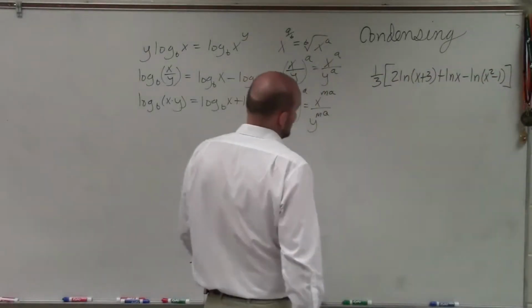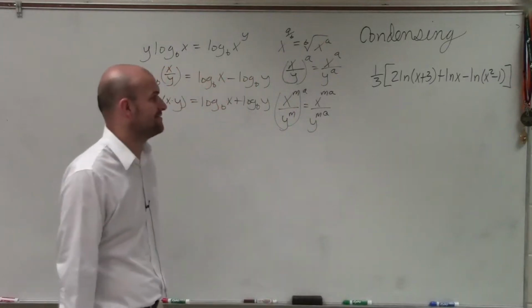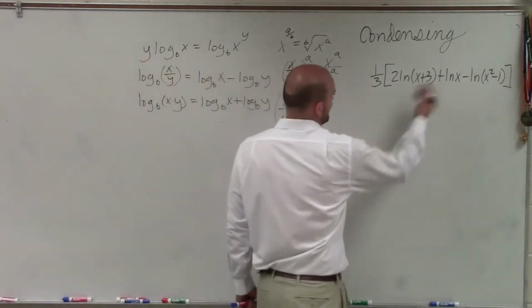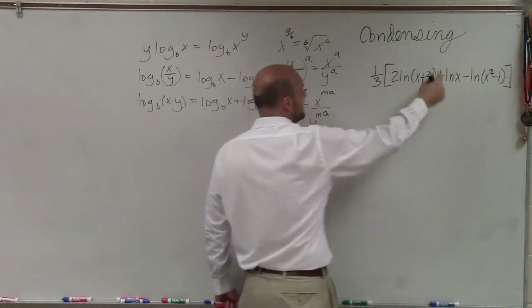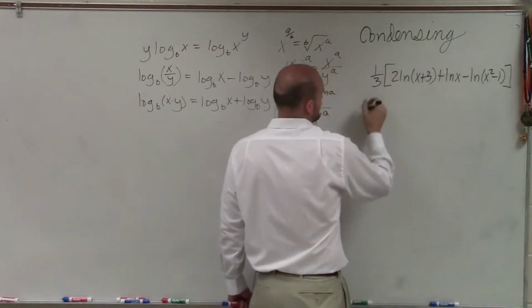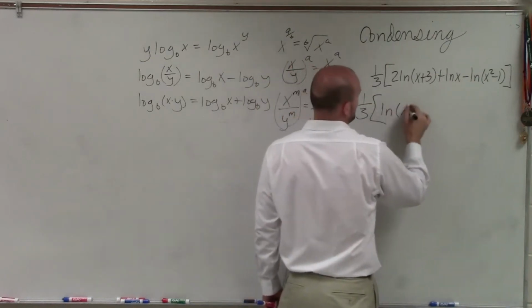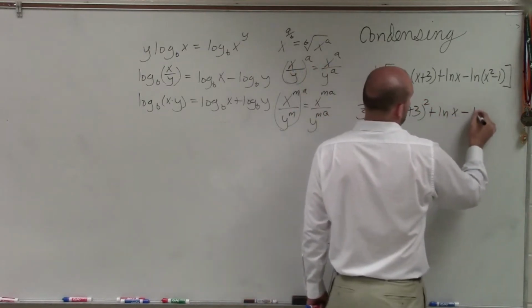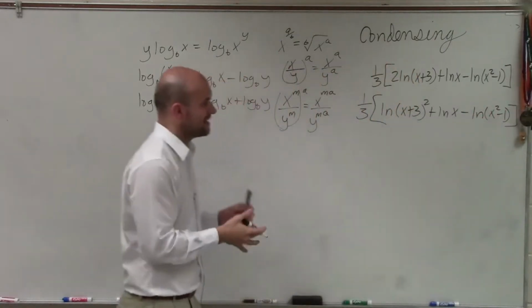Got it? All right, this is going to be a fun one. So I have 1/3 times 2 ln of x plus 3 plus ln of x minus ln of x squared minus 1. Whoosh. OK, so on simplifying a problem like this, before I raise this 1/3 to the power, I need to make sure I can combine these. So the first thing I'm going to do is use my power rule. So therefore, I have ln of x plus 3 squared plus ln of x minus ln of x squared minus 1. The next thing is now I'm just going to work from left to right inside my parentheses.